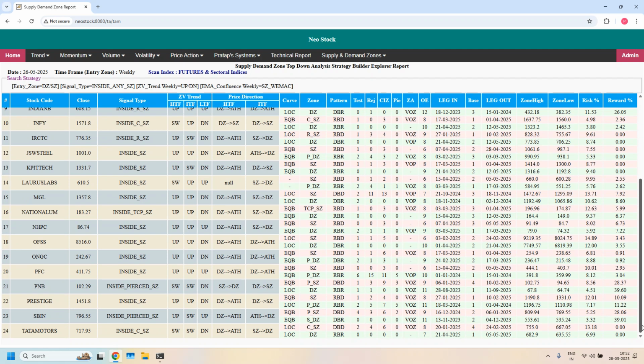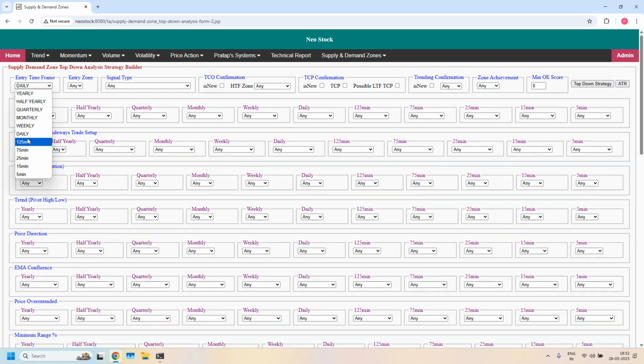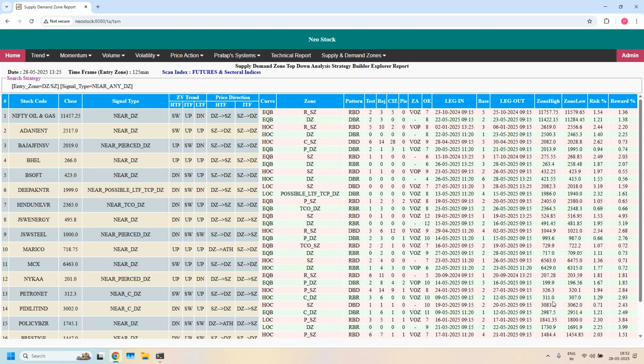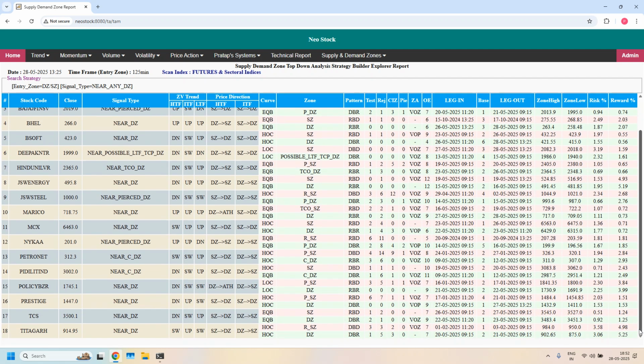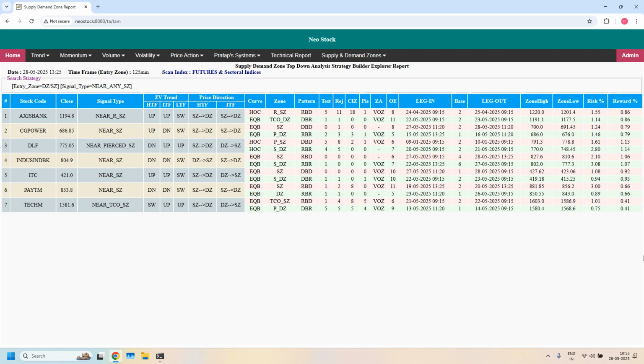Daily time frame we already generated in the beginning. So next time frame 125 minutes. Stocks near 125 minutes demand zone. First 15 stocks in the list. Scrolling the list down. 18 stocks are filtered. Next, stocks near 125 minutes supply zone. We got 7 stocks.